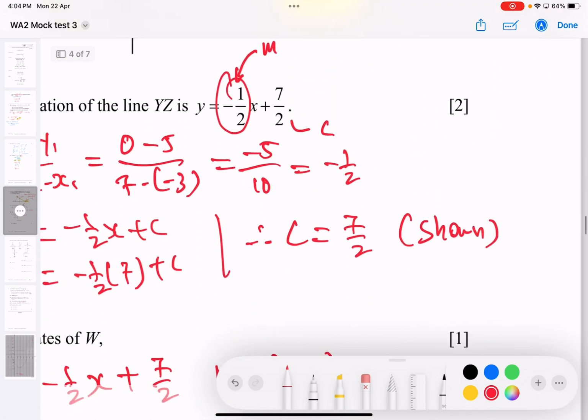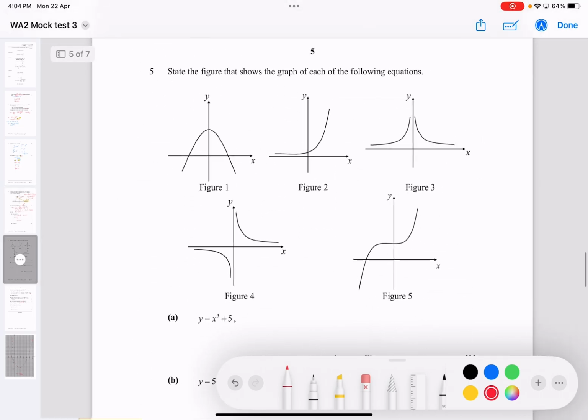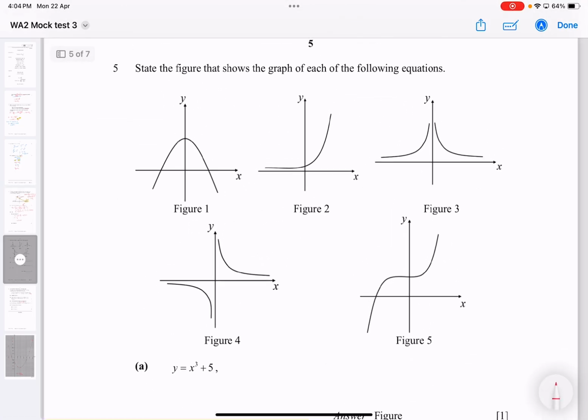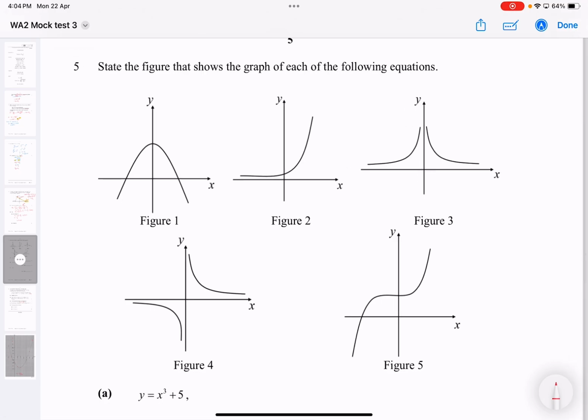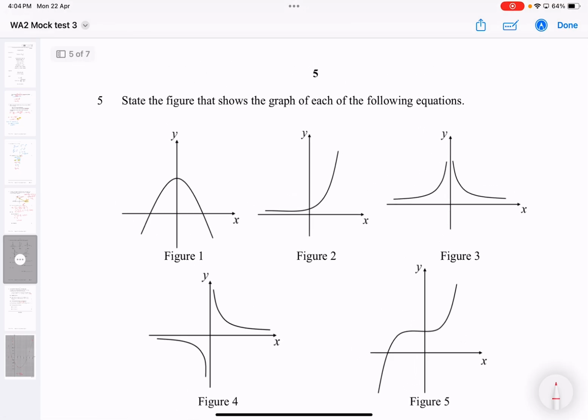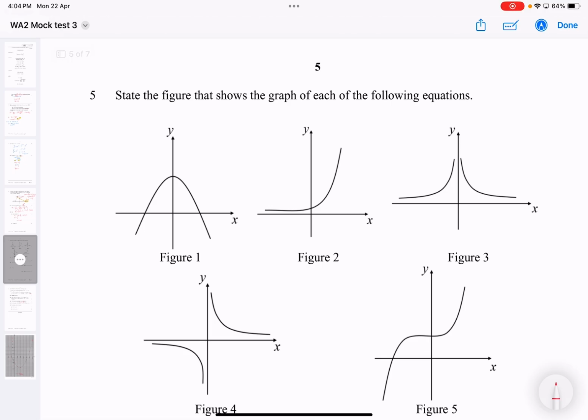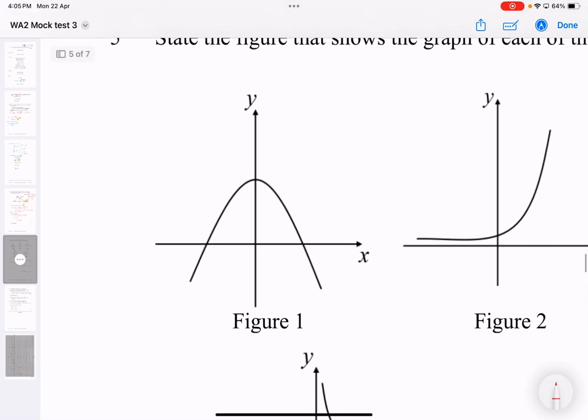Okay, let's move on to the next one. This one, if you get it wrong, then you are in deep trouble. Now before we go to the question, let us go one round and let's see figure 1. What kind of general shape is this?